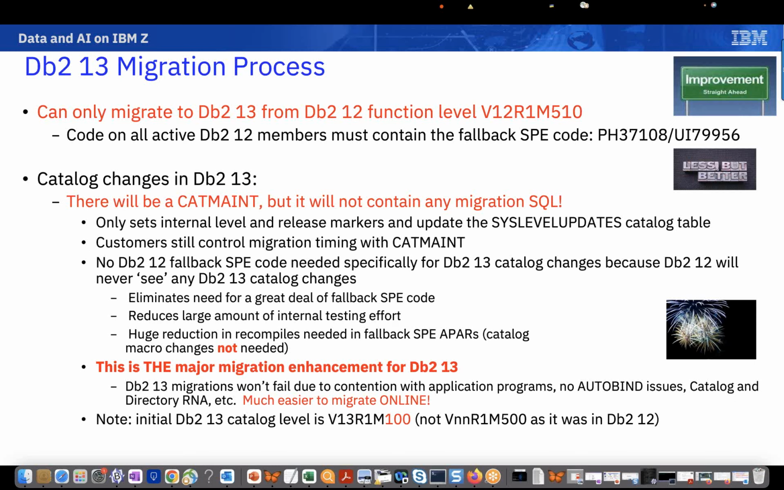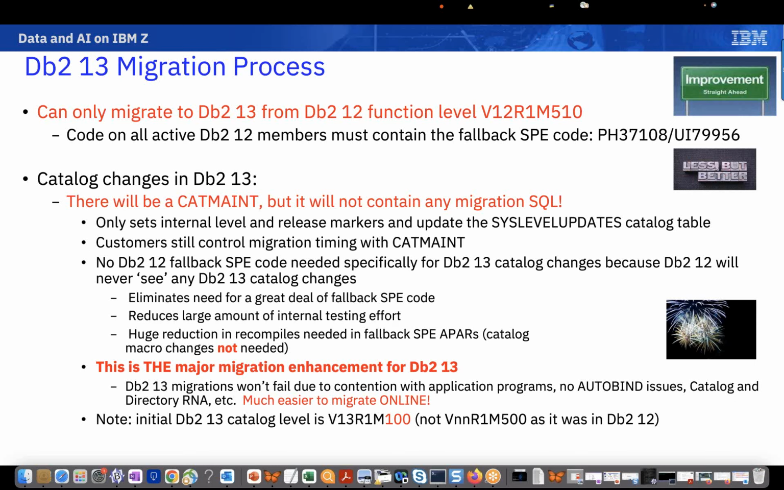Existing catalog tables, we would change indexes, and when we would do that, that would invalidate plans and packages that had dependencies on the catalog objects that we were changing. And so now, by not changing the structure of the catalog, we don't do any of those invalidations at all. So we fully expect that there would be no contention between application programs and the migration process itself.